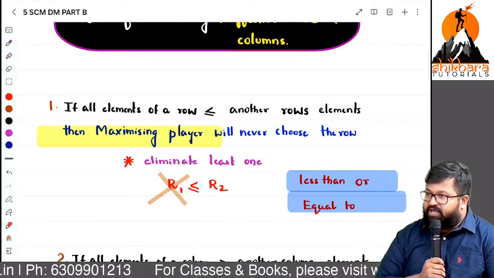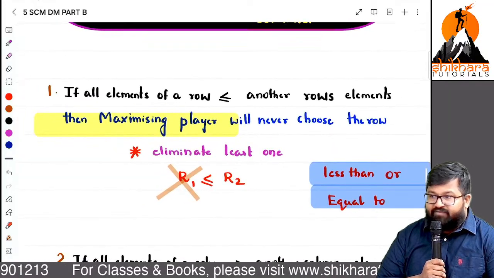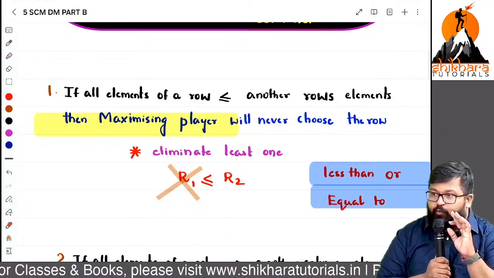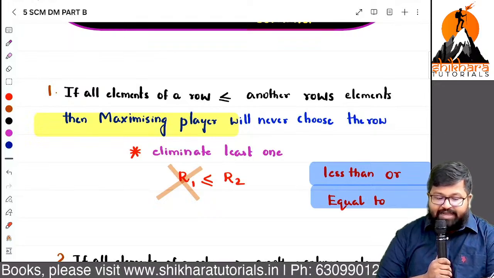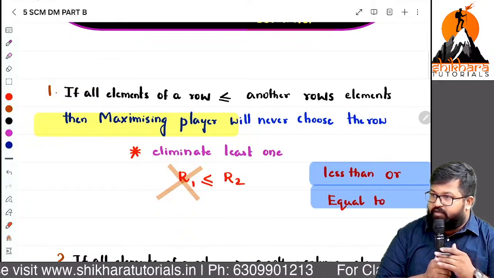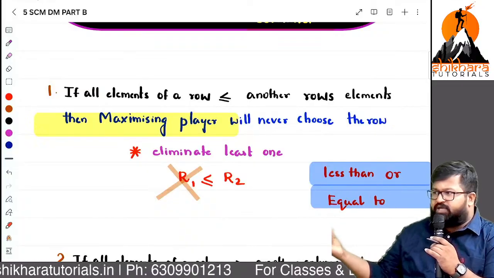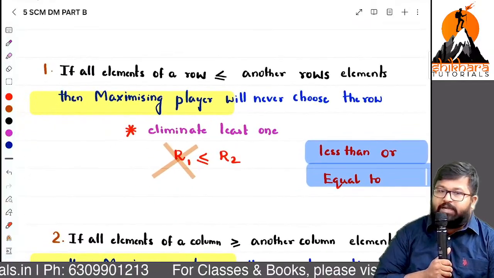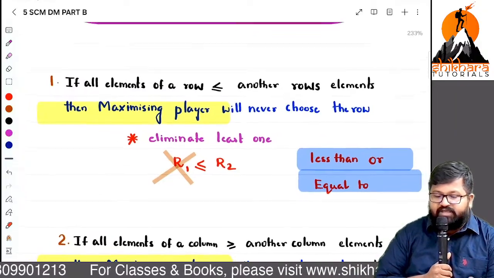For our convenience, we are comparing the row numbers. Row 1 compared with row 2, or A1 compared with A2. In that case, if it is less than or equal to all the elements, then we are eliminating which one, ma? R1 is eliminated. This is just for theory's sake. Whatever you did earlier is sufficient, but these key points are very important now. Less than or equal to is important. It can be less than, or sometimes one element can be equal also. That is rule number 1.